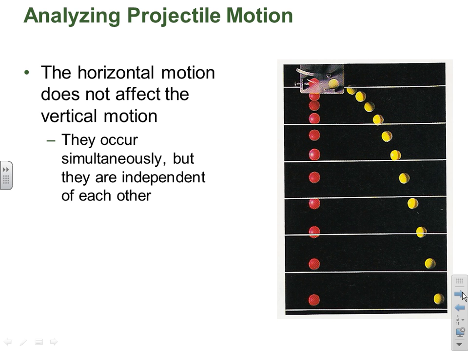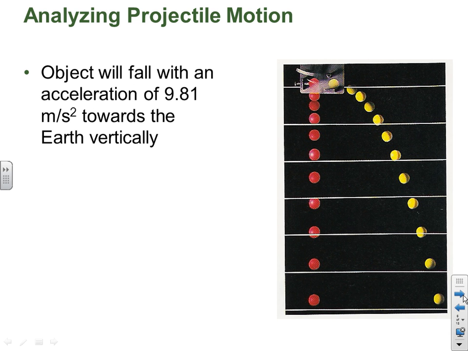That means they occur simultaneously, but they are independent of one another, meaning that gravity affects both of them vertically, and gravity causes that acceleration of 9.81 meters per second squared. And we can see that on the red one. The red one is definitely accelerating.